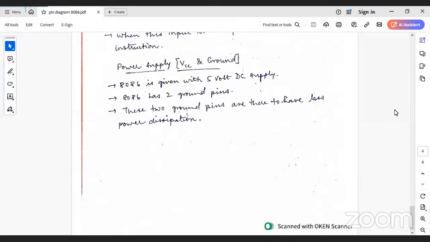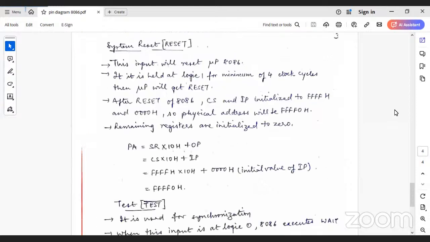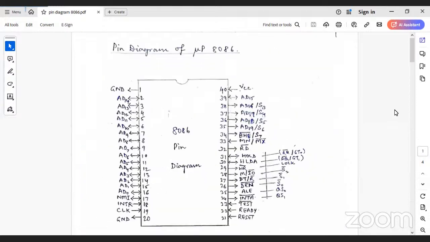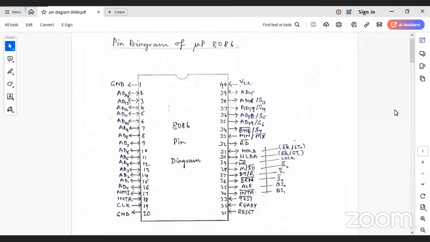Now further, if you are interested in writing about the minimum mode and the maximum mode, then you have to discuss about those pins separately also. Now, sometimes they are also asking about the minimum and maximum mode. So if it is asked, it will be in a short answer only to discuss about the minimum and maximum modes. So you can see your material also, which is given there.